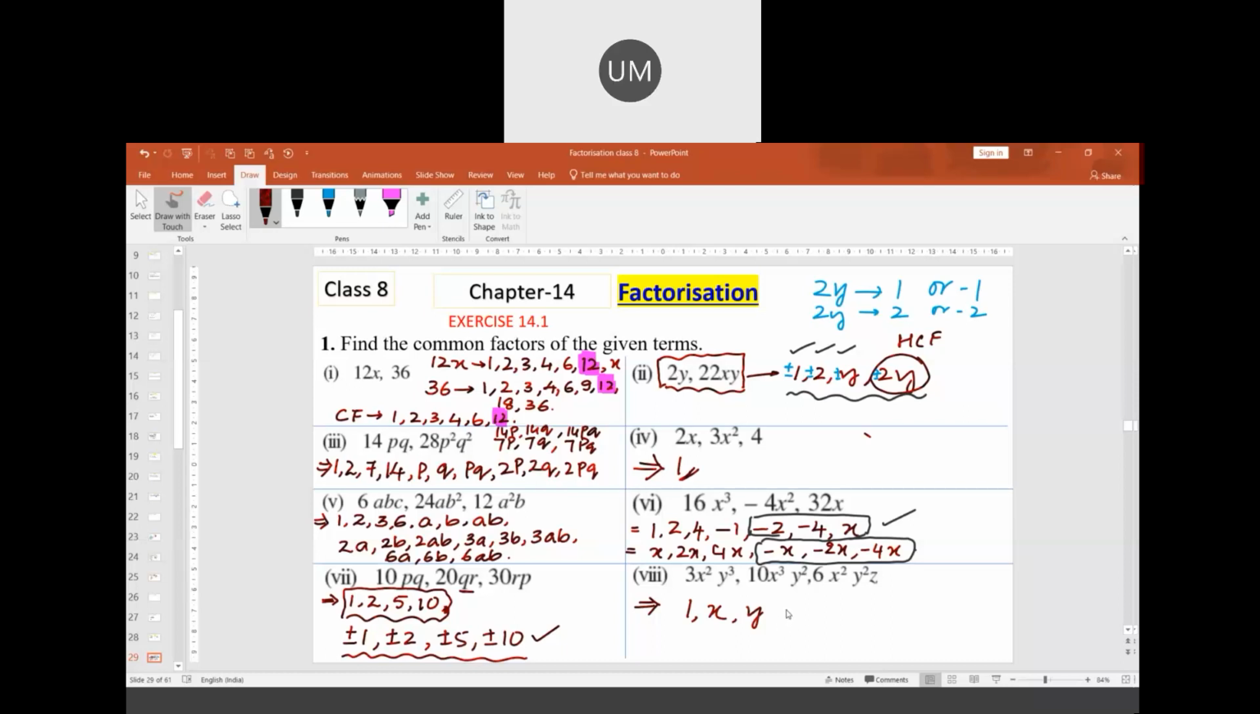X square, Y square. Somebody is traveling in train. Yeah, Dhruv is traveling in train.